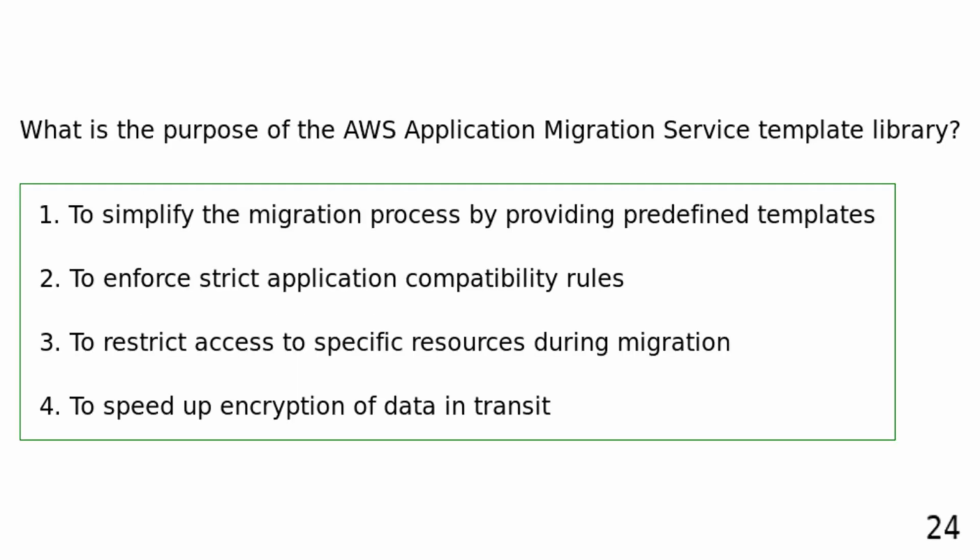What is the purpose of the AWS Application Migration Service template library? To simplify the migration process by providing predefined templates. To enforce strict application compatibility rules. To restrict access to specific resources during migration. To speed up encryption of data in transit.